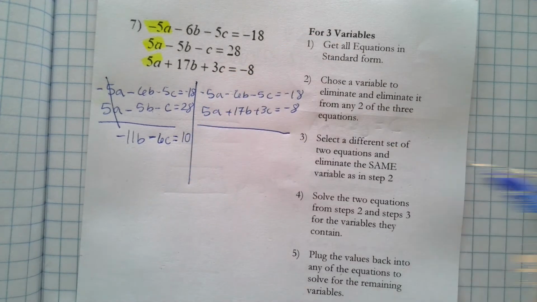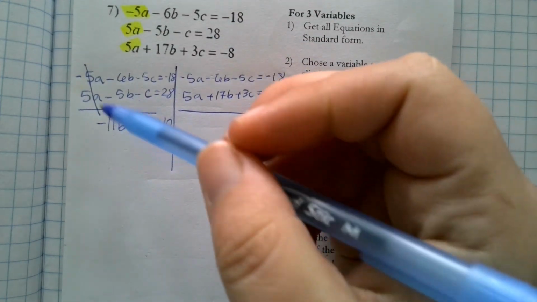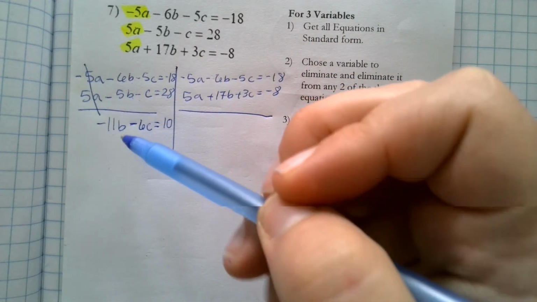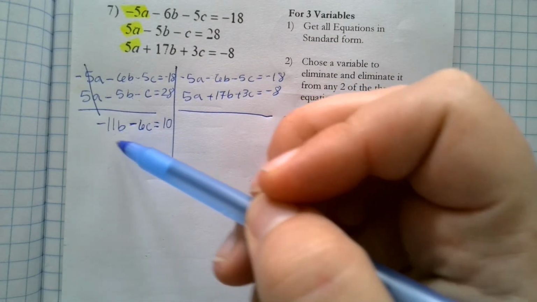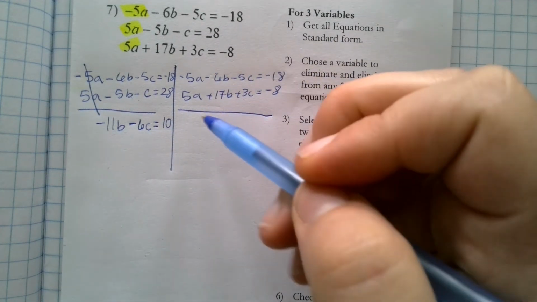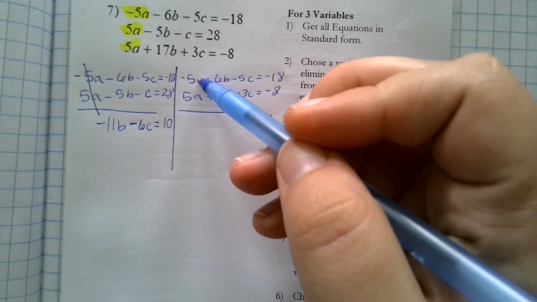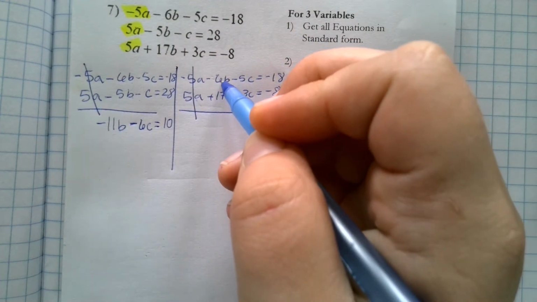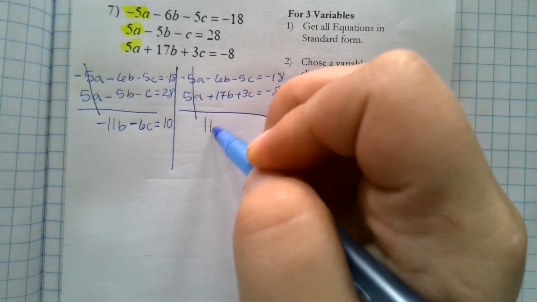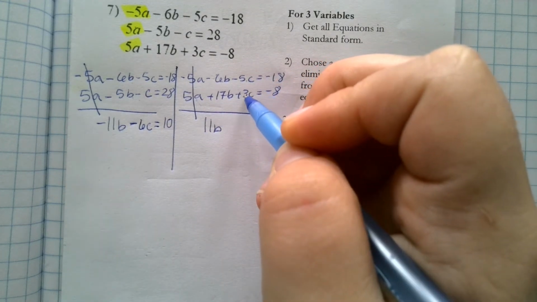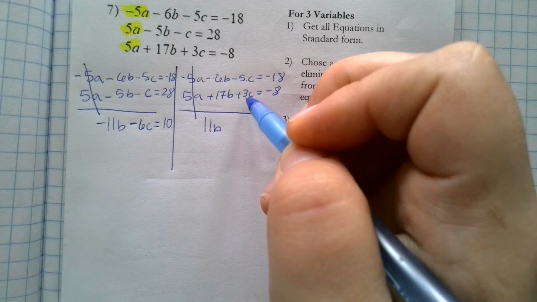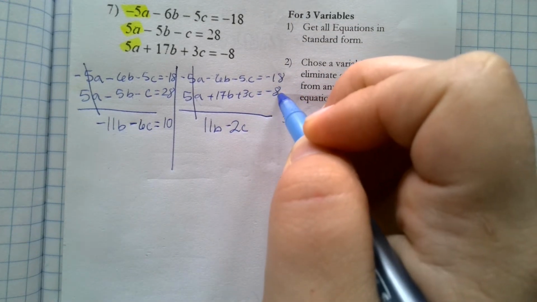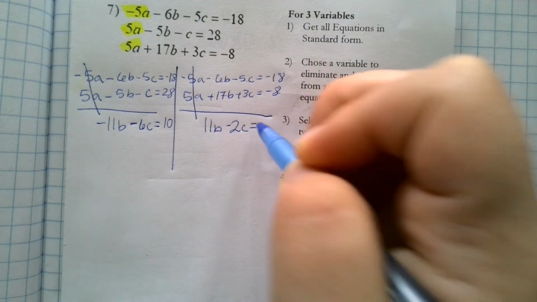It is 10. See how we got rid of one variable? Now that we have two variables, we need two equations with two variables. So we're going to do this side as well. 5a take away 5a. 17 take away 6. Negative 5, positive 3. Different signs subtracts. Negative 18, negative 8, same signs add.